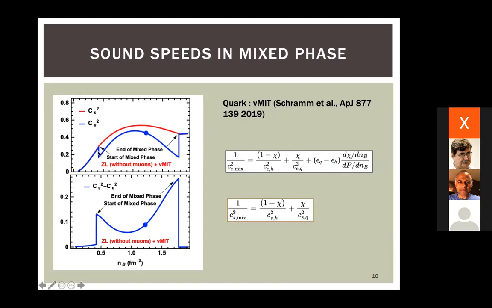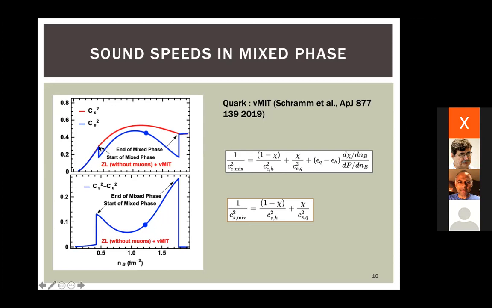So essentially, this is just showing you the two sound speeds. The top panel is the two sound speeds. CS squared is the adiabatic one, CE is the equilibrium one. And essentially at the start and end of the mixed phase, you can see that throughout this, there's a difference. So the two sound speeds are almost similar because here there's no quarks. You can throw in muons and things, so there's a slight difference.